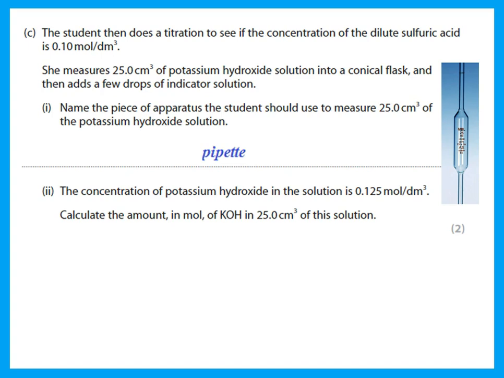Then he says the concentration of potassium hydroxide is 0.125. Calculate the number of moles of KOH in 25 centimeter cubed. Okay, potassium hydroxide, I have 25 centimeter cubed, and the concentration is 0.125. How do I get number of moles? Number of moles is concentration times volume. Remember, the volume, if it is in centimeter cubed, I have to divide it by 1,000 before I put it in. So this gives me this number of moles.